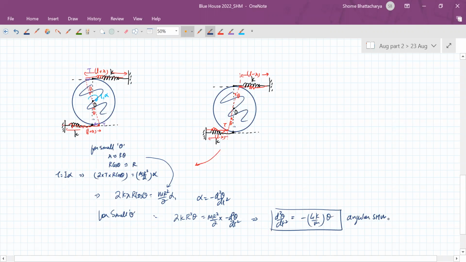Sir, if cos theta is 1 here, then from the start we could have taken x as r theta, right? Yes, since theta is small, you can take x as r theta and cos theta as 1 from the beginning. When you're doing an objective question, you can just directly write the torque. In this step itself, you can just write it as 2 times k r theta into the moment arm, which is r. That is equal to mr square by 2 alpha. So this becomes a formula for time period.